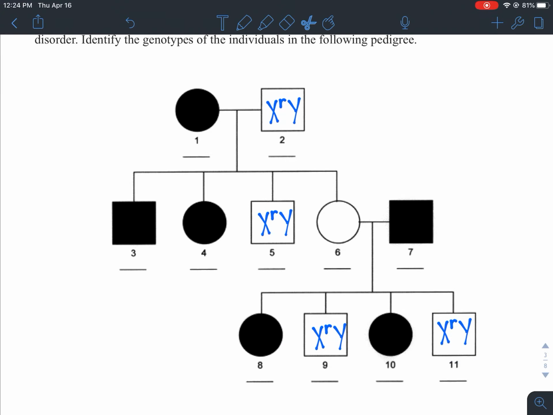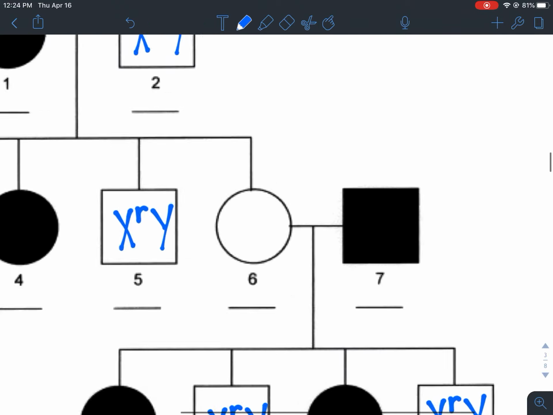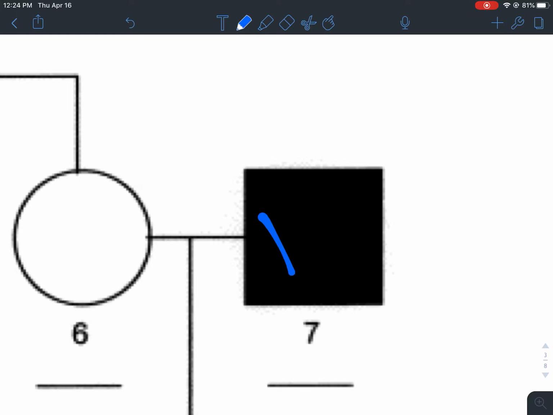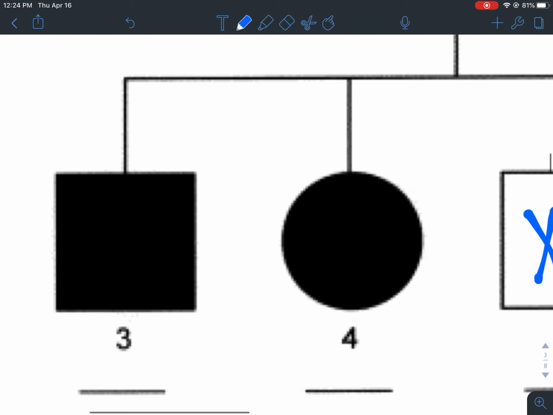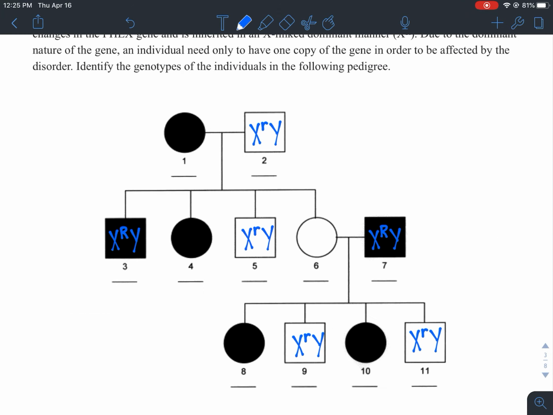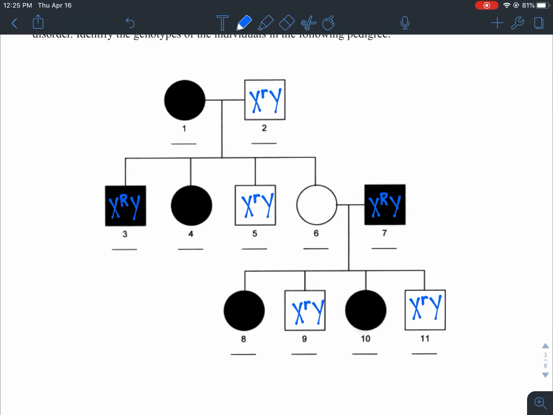All right, the next thing I'm going to do is fill in any male that has the trait, because again, they only needed one copy. So we have X capital R and Y for this male, and it will be the same for this male over here. So now I need to go back and figure out what the genotypes are of the females, which tends to be a little bit more challenging.